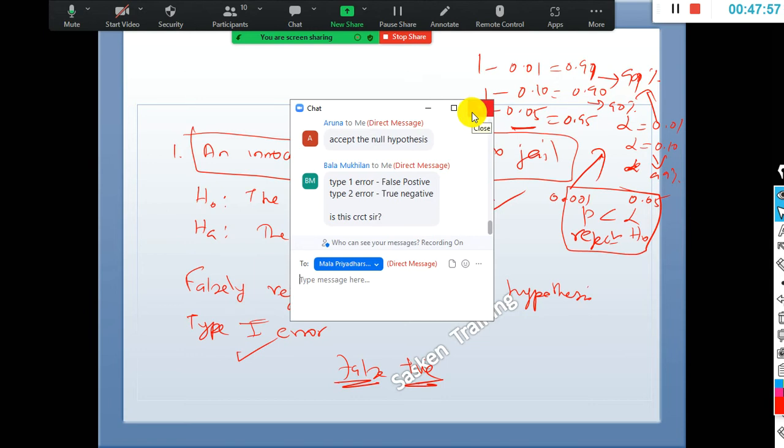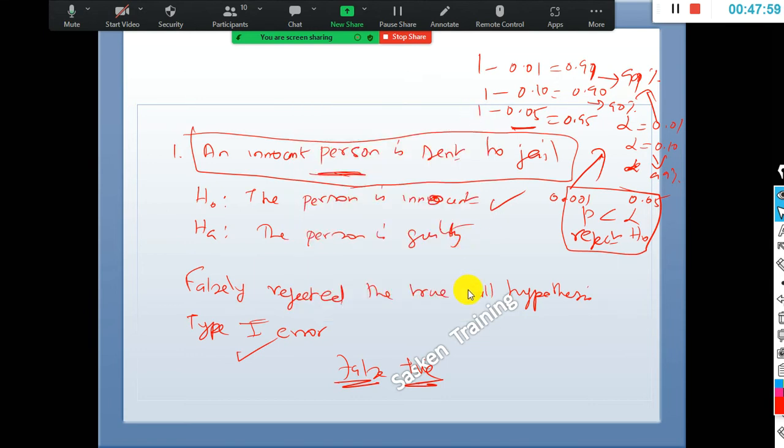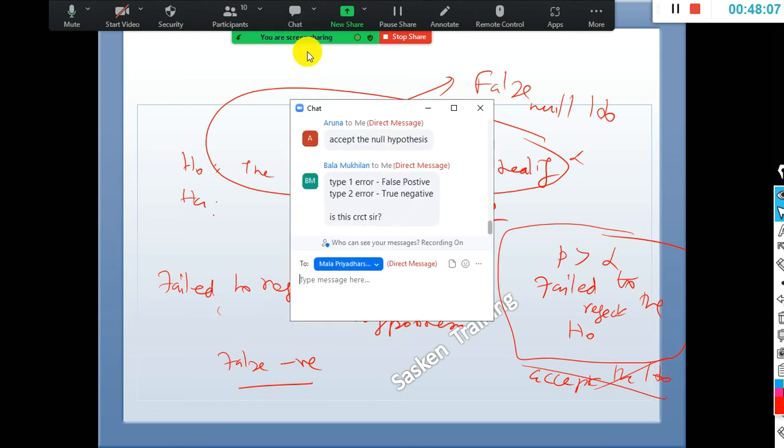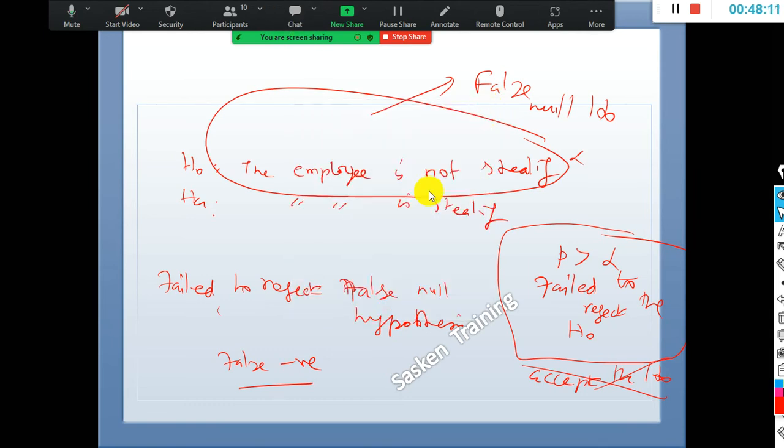Sorry, type 1 is false positive, and type 2 is true positive. Yes, correct. Type 2 is, it is true negative. No, false positive. Wait, give me a second here.